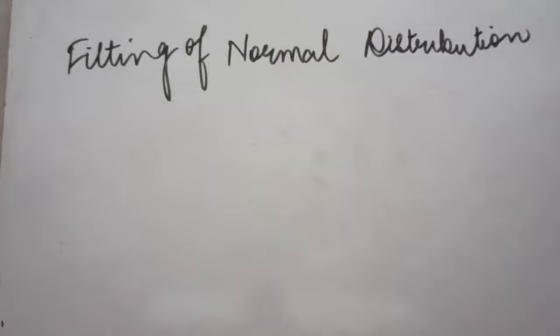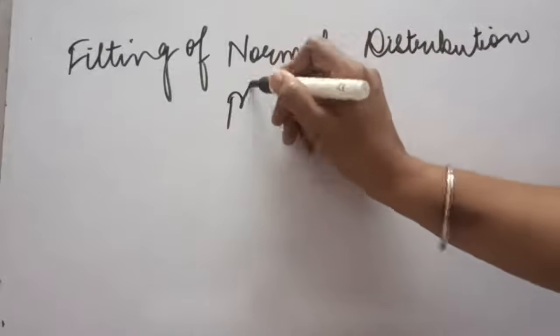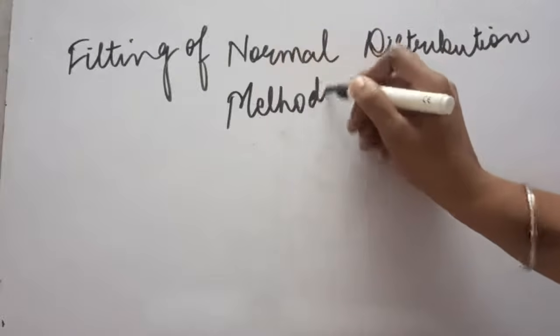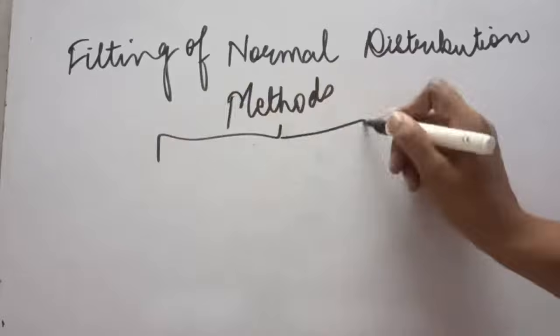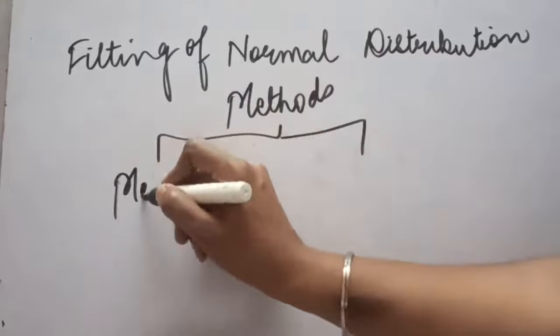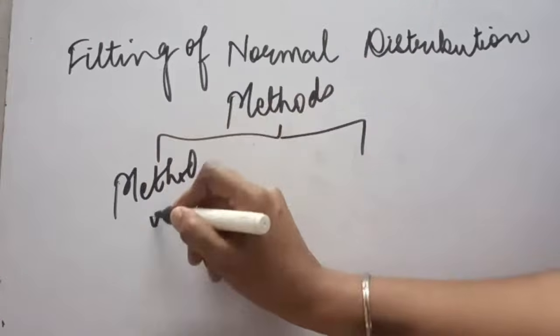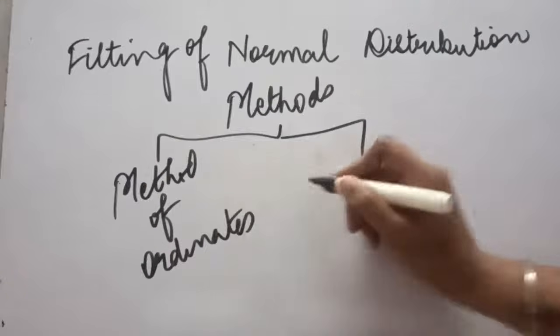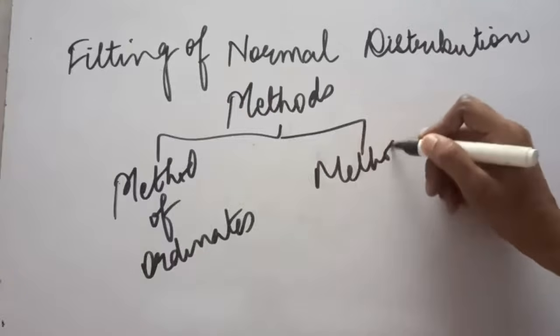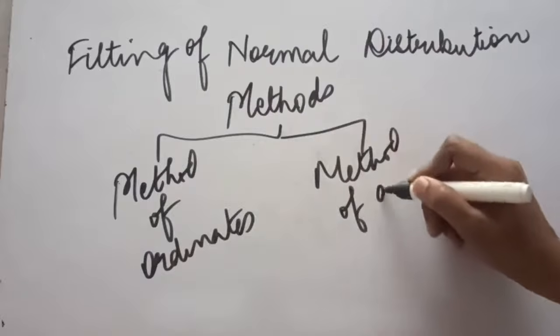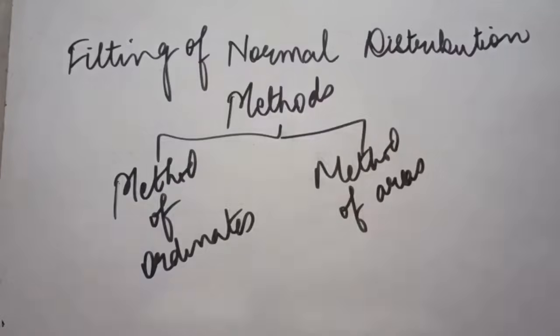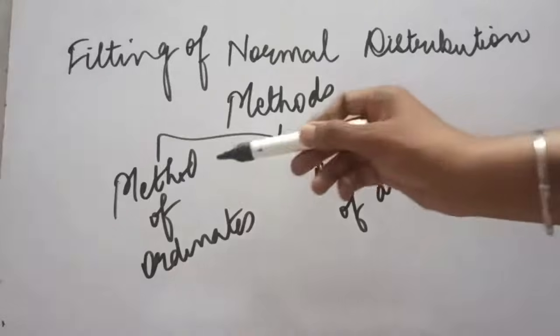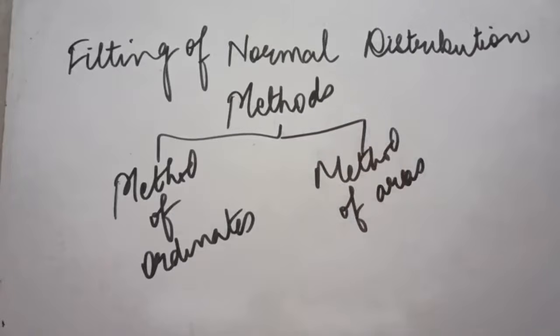Now for the purpose of calculation, we have two methods to fit the normal distribution. The first method is method of ordinates. And the second method is method of areas. In this video, we will discuss about method of ordinates.